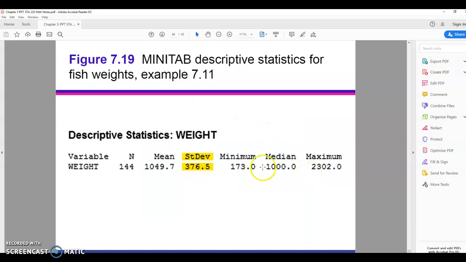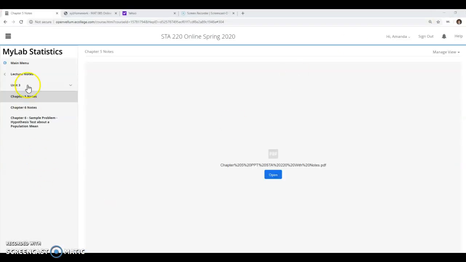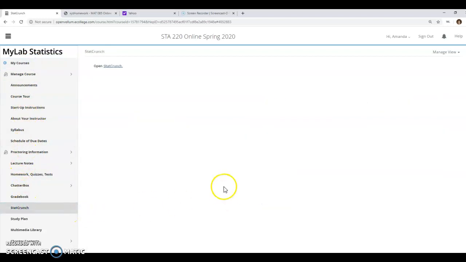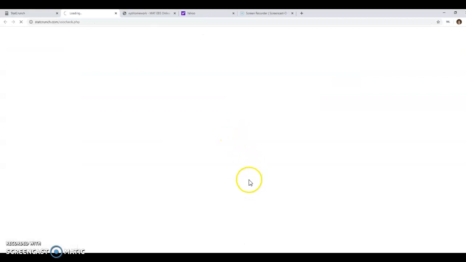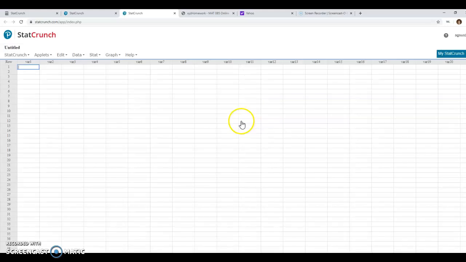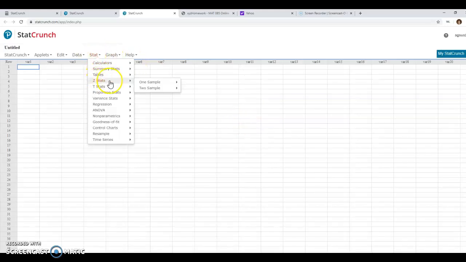That takes us to the end, and I want to go out to Statcrunch now and show you the options for confidence intervals within Statcrunch. So I'm going to go over to main menu and Statcrunch, and then Statcrunch website, and open up a blank Statcrunch window. Underneath Stat, you'll notice we have z-stat, t-stat, proportion stat, and variance stat. Those are the 4 options we will use for Chapter 5. It's also the 4 options we will use when we move into Chapter 6.